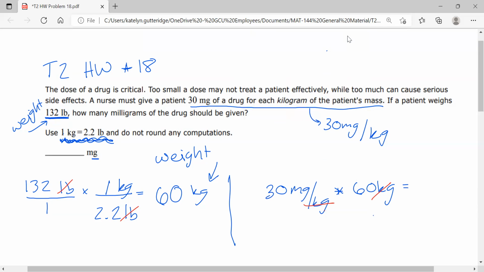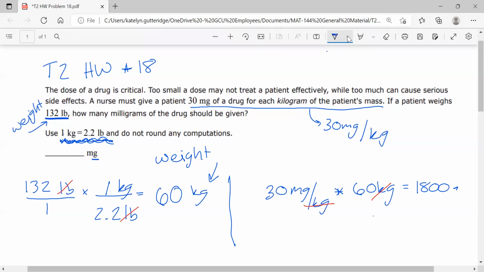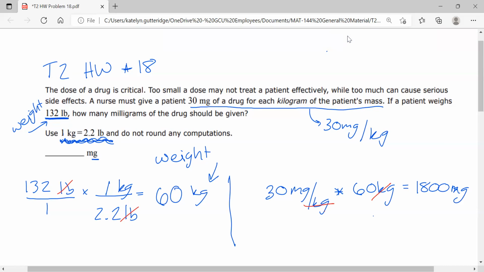So to do the final calculation, you'll take the 30 times the 60, and you should get 1,800 milligrams. And then that is your final answer. So your final answer here would be 1,800 milligrams.